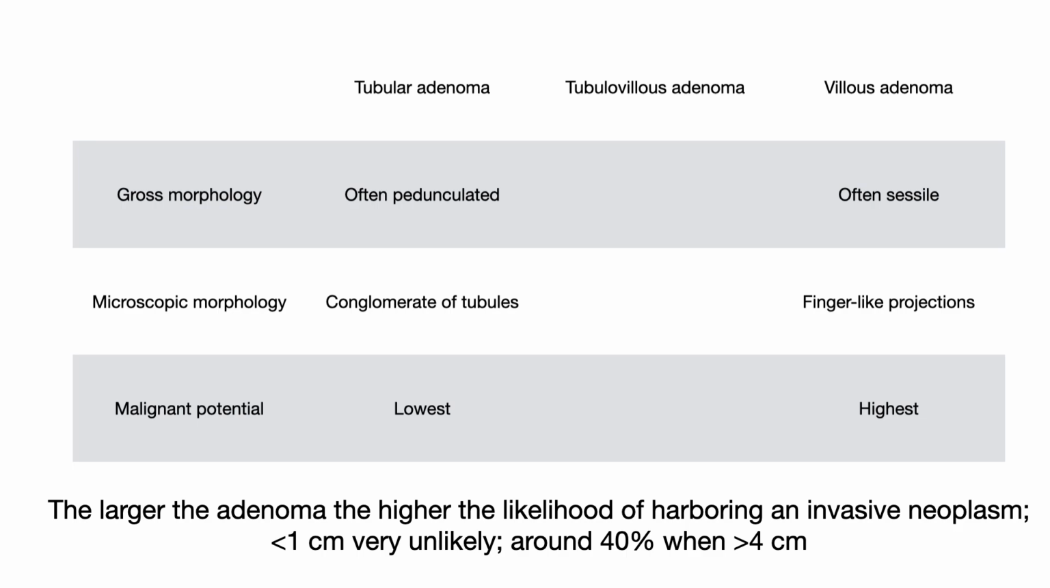Size is important for an adenoma. If it's less than 1 centimeter, it has really low risk of malignancy, and greater than 4 centimeters has a higher risk, 40%. What that means is when they look at it, they'll think it's a tubular adenoma, and they look microscopically, and they'll see invasive adenocarcinoma.